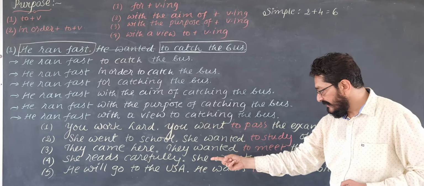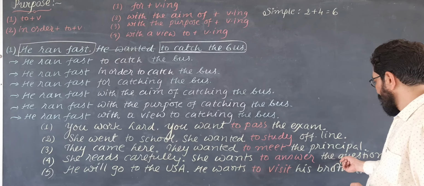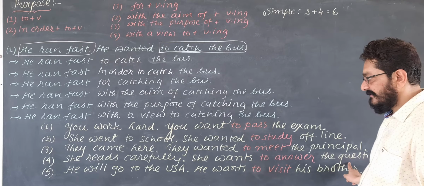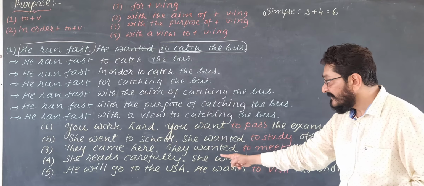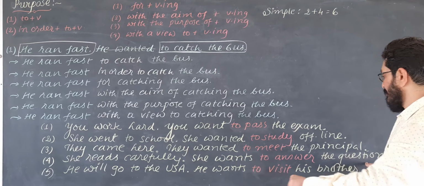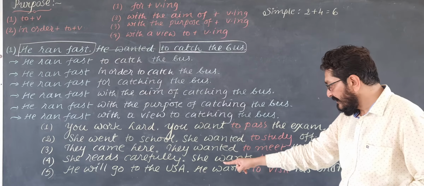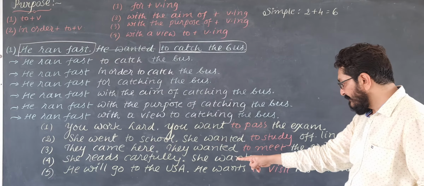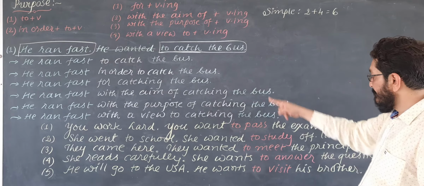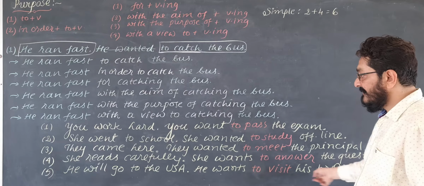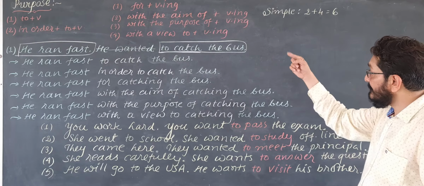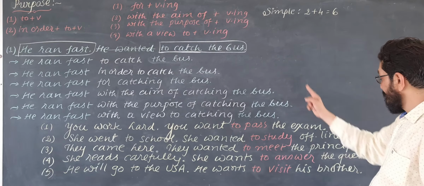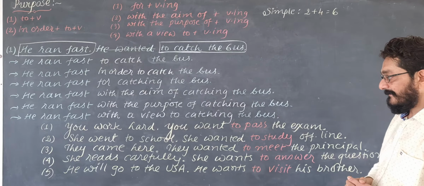She reads carefully. She wants to answer the questions. She reads carefully to answer the questions. She reads carefully in order to answer the questions. She reads carefully for answering the questions. She reads carefully with the aim of answering the questions. She reads carefully with the purpose of answering the questions. She reads carefully with a view to answering the questions.